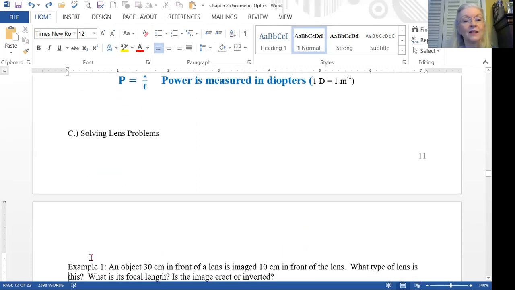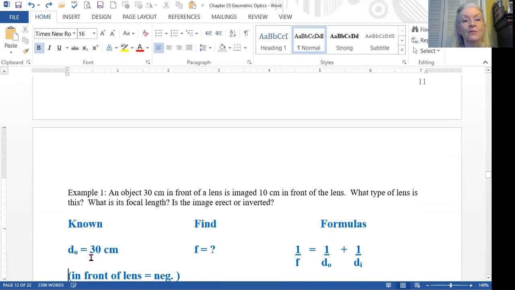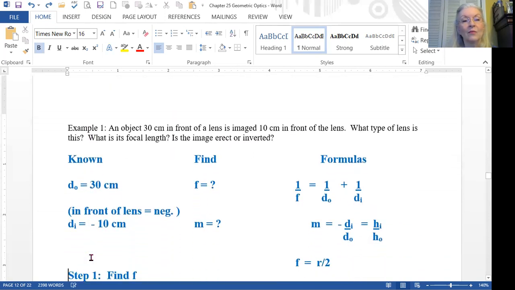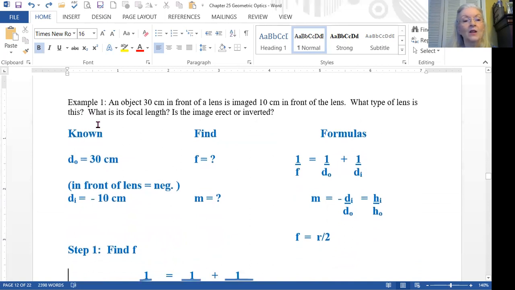All right, some lens problems. These are very similar to the mirror problems. You have to summarize things the same sort of way. We have an object 30 centimeters in front of a lens, and the image is 10 centimeters in front. What type of lens is it, what's its focal length, and is the image erect or inverted? We know that the object distance is 30 centimeters. By definition, all object distances for us will be represented as positive numbers, so 30 centimeters.